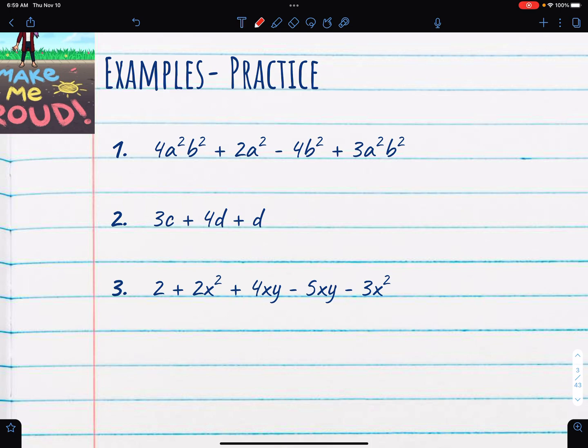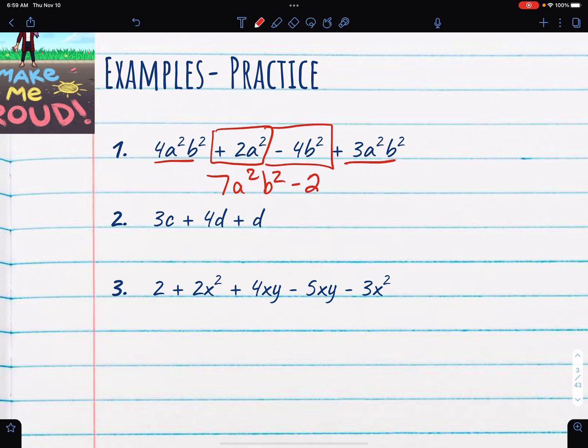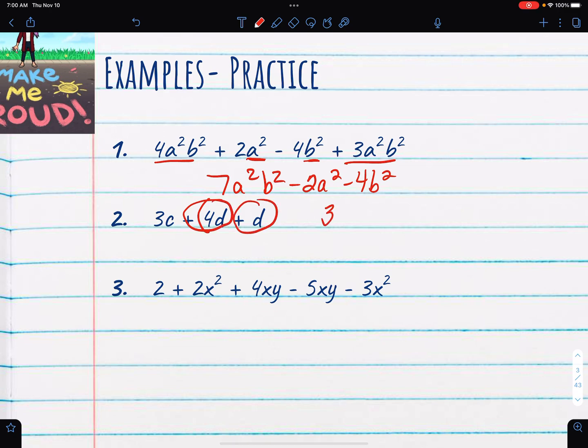Okay, so hopefully we have figured out that these two go together, 7a squared b squared, and these two go together, a +2 and a -4. So that means it'll be a negative. Oh, those don't go together. Forgive me. Notice, I almost got caught. That is a 2a squared, which is different than b squared. So I just bring that down. This one, the only terms that I can combine is the +4d and the +d. So it comes into 3c plus 5d.